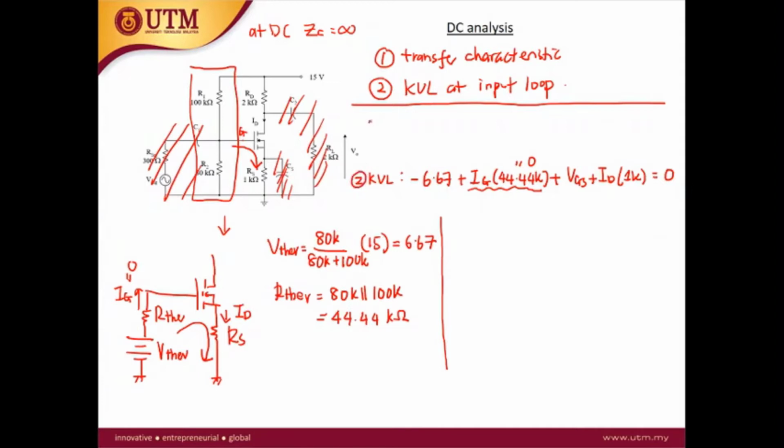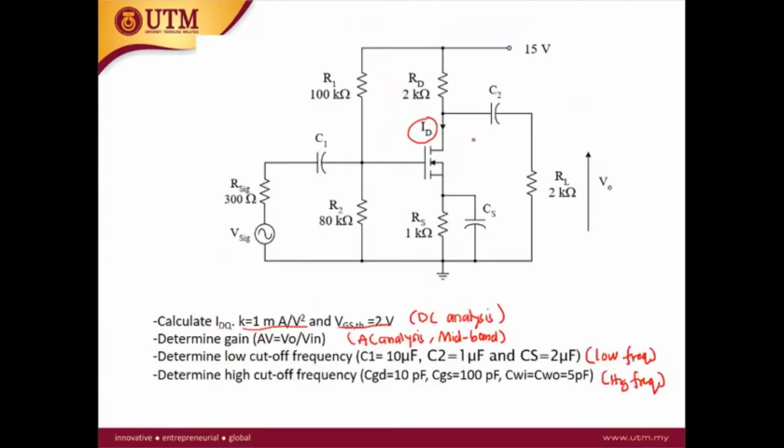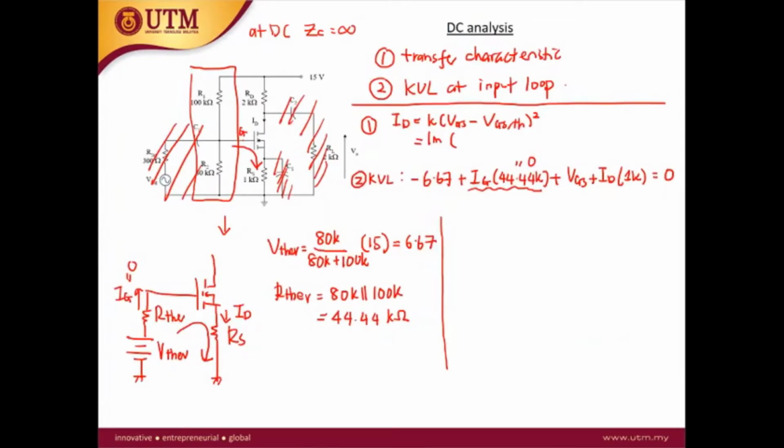For the first equation, the transfer characteristic is ID equals K times (VGS minus VGS TH) squared. K is already given as 1 milli and VGS TH is 2 volt. So we have these two equations.